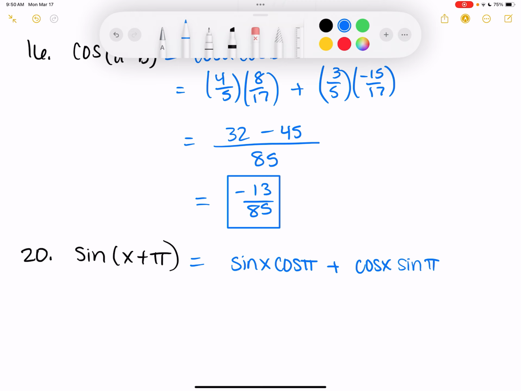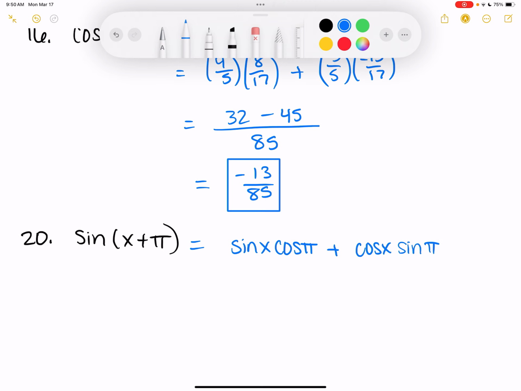All right, so now at this point, you have used your formulas. Now we get to go back to the unit circle. Obviously I can't do anything with the ones that are x, but what is the cosine of pi? -1. So this is the sine of x times -1 plus cosine of x times what's the sine of pi? 0. So that stuff goes away, and I'm just left with negative sine of x.